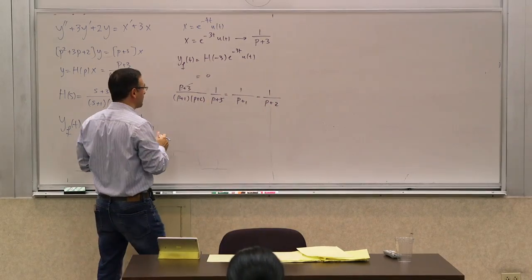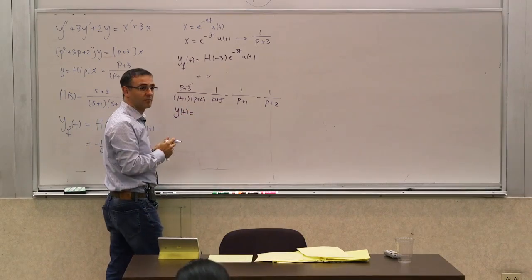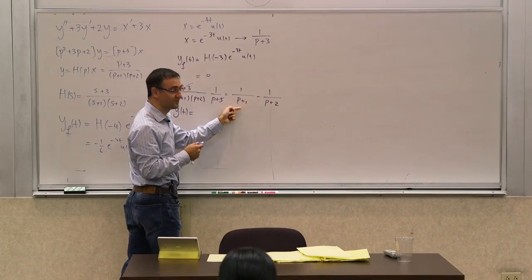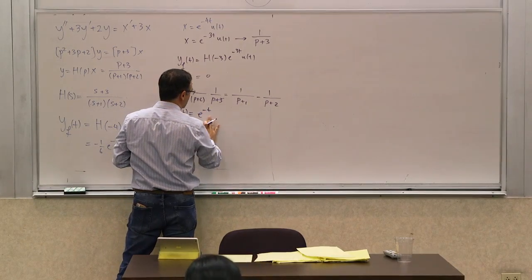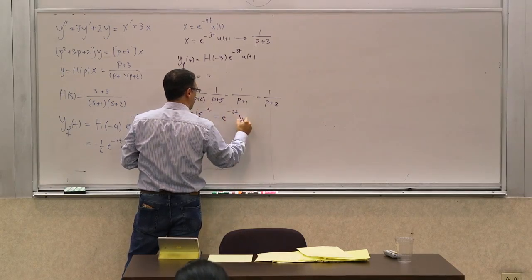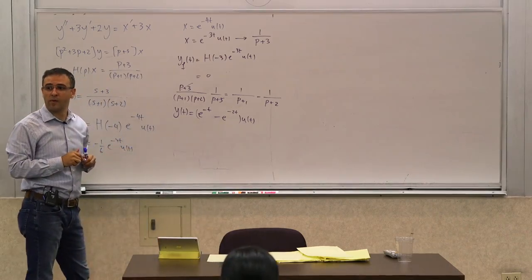And once you have that, what is the response? What is y of t? Overall response? E to the negative t u of t, minus e to the negative 2t u of t. Right?